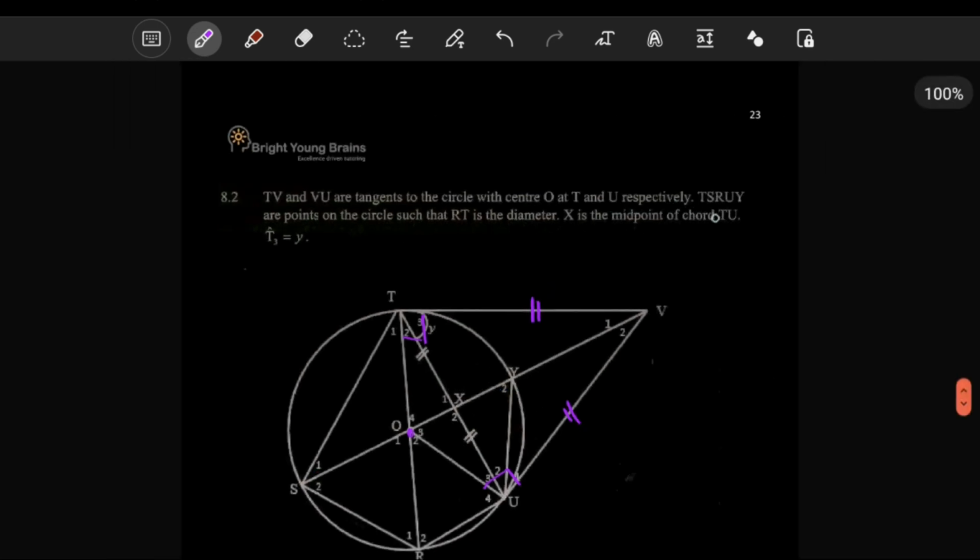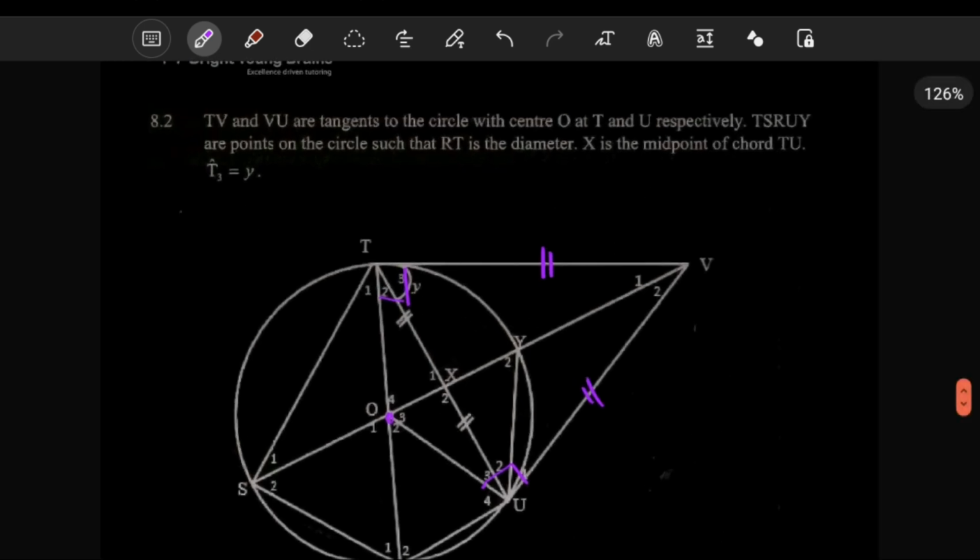Nice. And then it says here T, S, R, U, Y are points on the circle, such that RT is the diameter. Okay, so this is important.